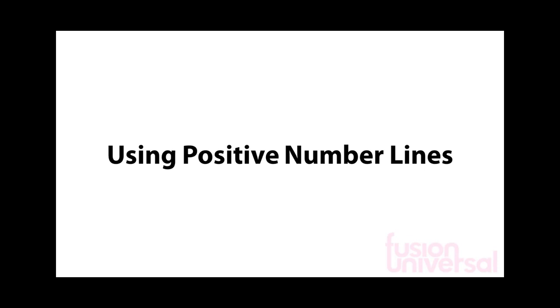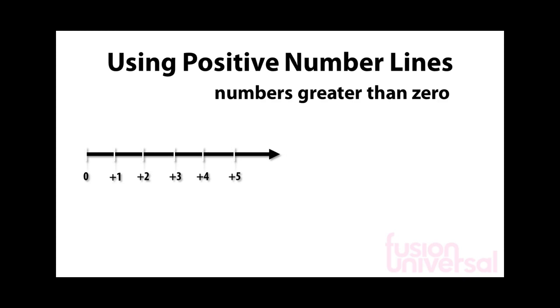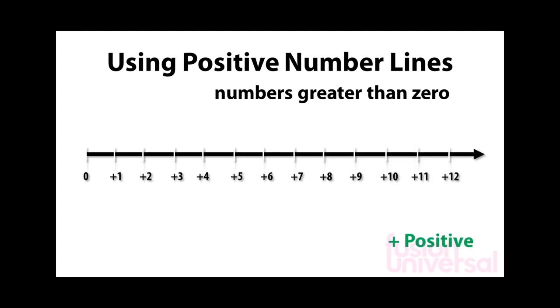We are going to have a look in this lesson at positive number lines, which are number lines for numbers greater than 0. We are going to look at how to use them when adding and subtracting numbers. We need to remember that all positive numbers have a plus sign in front of them, but in most cases we leave the plus sign out. Notice that the numbers get bigger as we go up the number line.